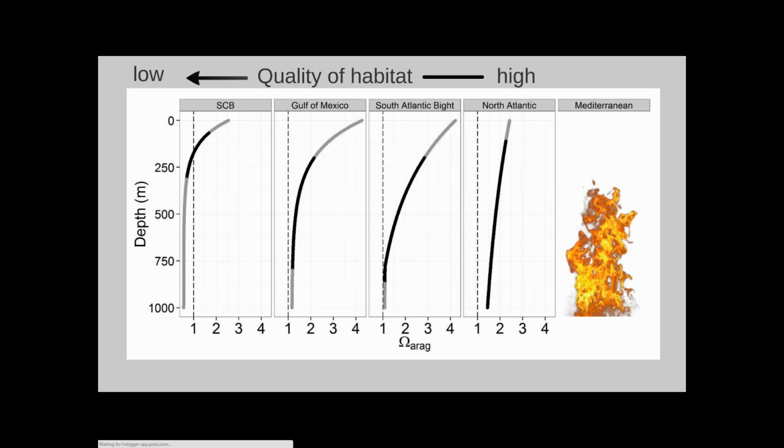The highest quality is where the average aragonite saturation over the distribution of the coral is highest, in the North Atlantic, where we find Lophelia reefs that are kilometers across. And then this moves to the South Atlantic Bight, where we also have high quality habitat, to the Gulf of Mexico, and finally to the Southern California Bight.